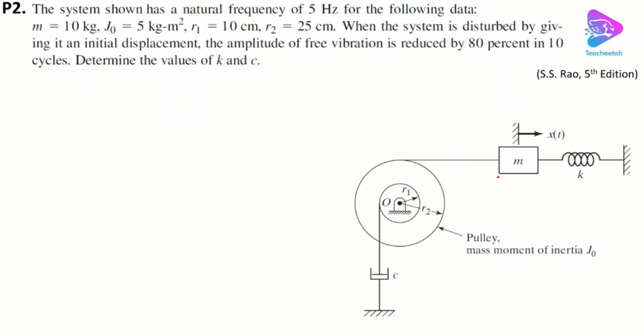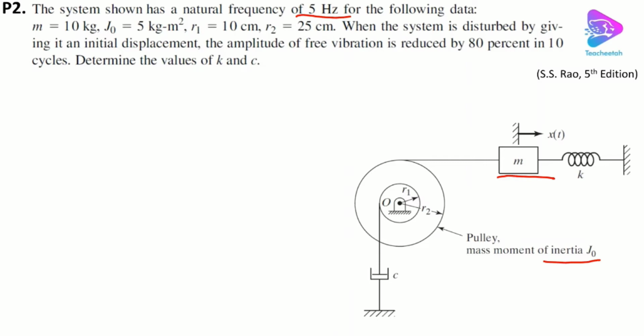Okay, so in this example we have a combination of a mass under translational motion, and also the rotation of a pulley with the moment of inertia of J naught. However, the two masses' motion is linearly dependent, which means that we can convert the whole system into an equivalent mass, spring, and damping case, which means that we have a single degree of freedom system.